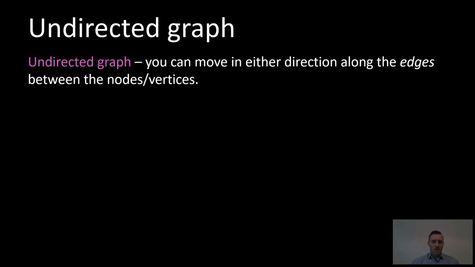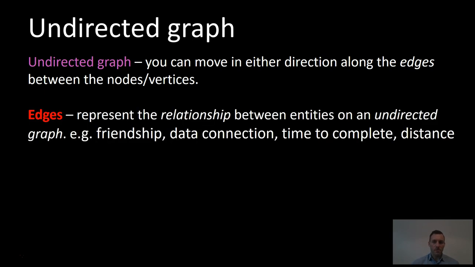If the graph is undirected, you can move in either direction along the edges between the nodes. A network is undirected if the edges have no arrows. You can refer to these as undirected graphs. Edges represent the relationship between entities or things on an undirected graph. Examples might include friendship, data connections, time to complete, or distance.